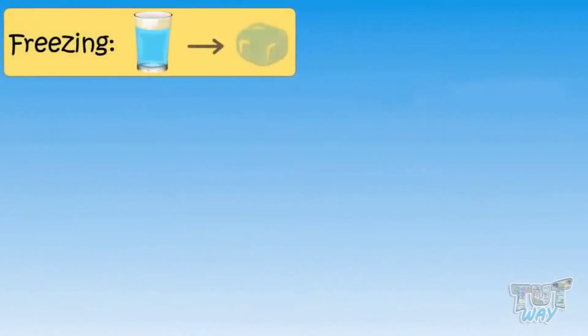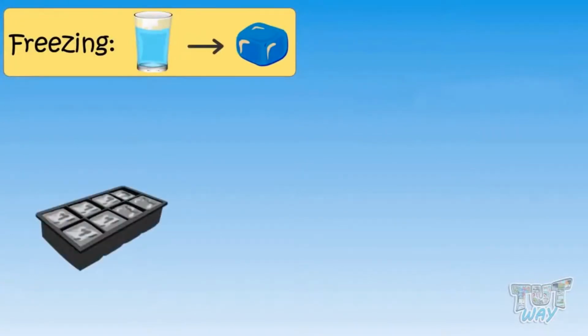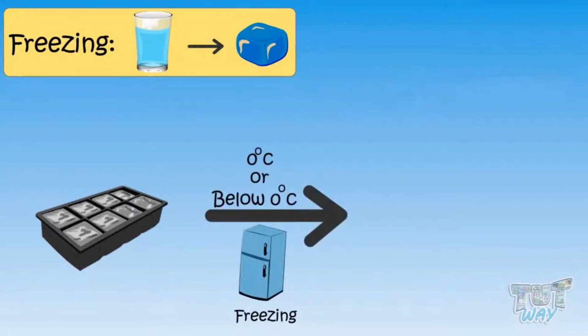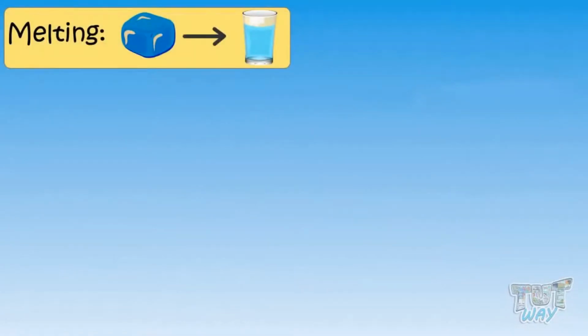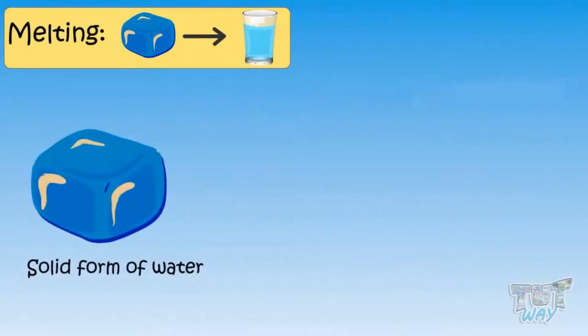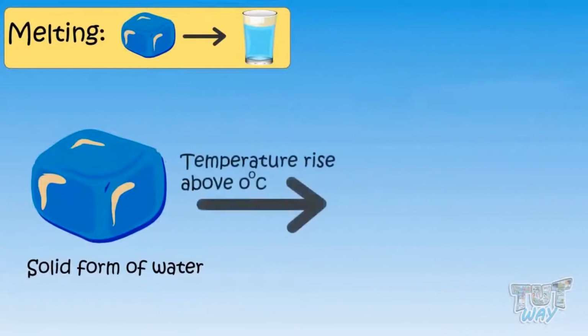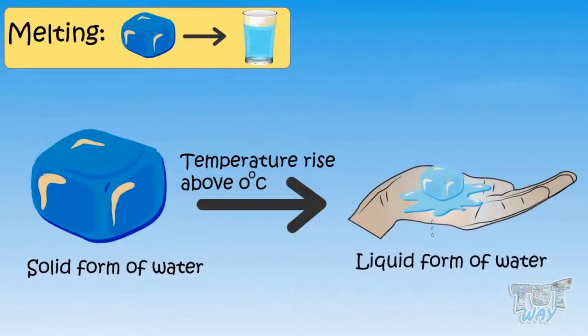Now let's see how the liquid form of water changes to a solid form. When water is cooled down to a certain temperature, like 0 degrees or even below, water changes to a solid form, and this is called freezing. Now let's see how the solid form of water changes back to a liquid form. When the solid form of water, that is snow or ice, gets enough heat that its temperature rises above 0 degrees, it changes back to liquid form, and the process is called melting.